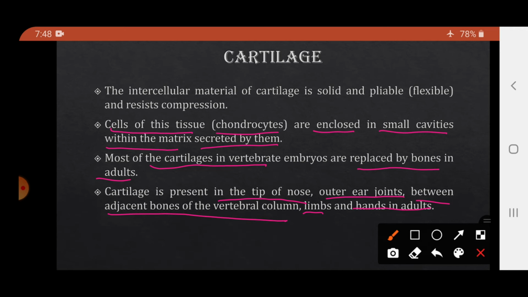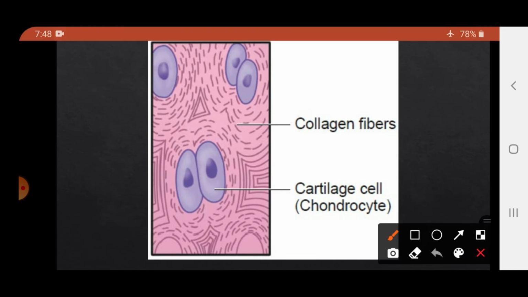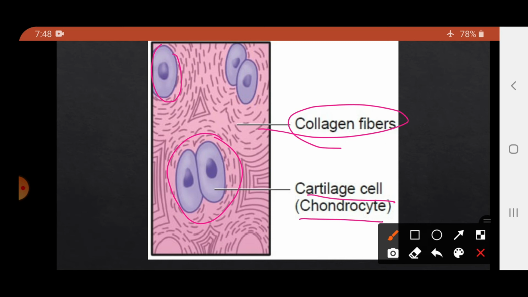They are called the chondrocytes. See students, this is a cartilage cell, these are the collagen fibers, and these chondrocytes are the cartilage cells, also called the chondrocytes.